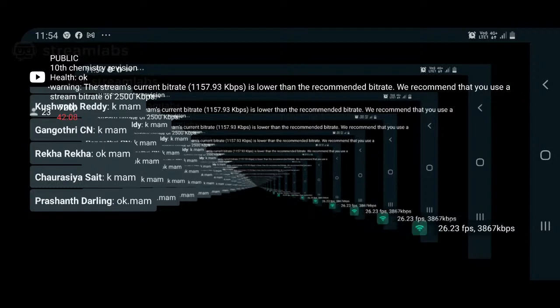What are the properties of ionic compounds? Ionic compounds are solids, but they show brittle nature. They have high melting point and boiling point. And they are easily soluble in water but insoluble in kerosene and petrol. And they are good conductors of electricity only in molten state, but they are bad conductors in solid state.